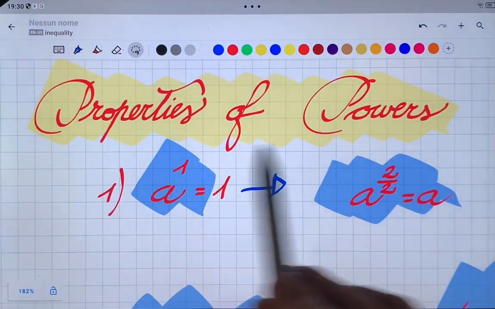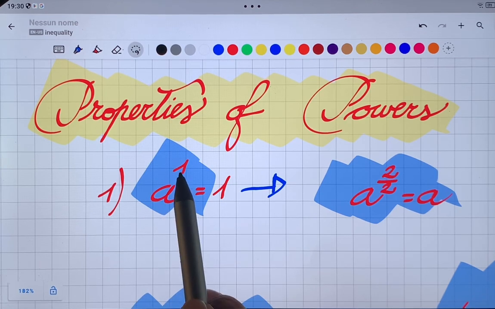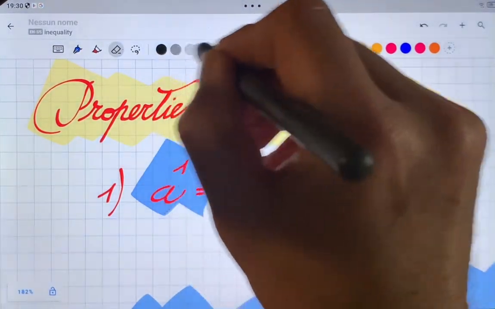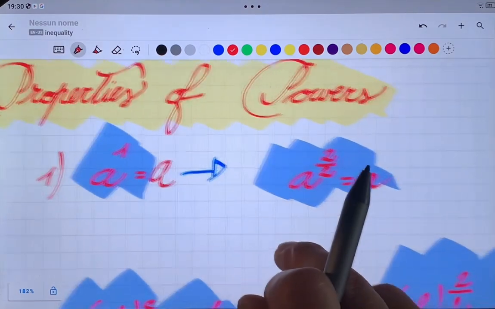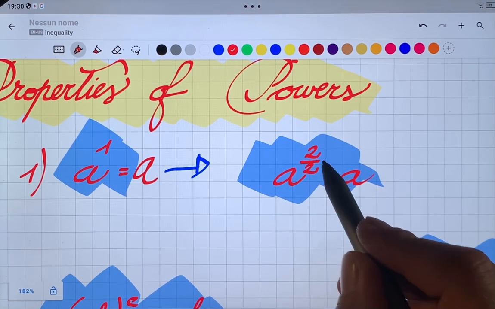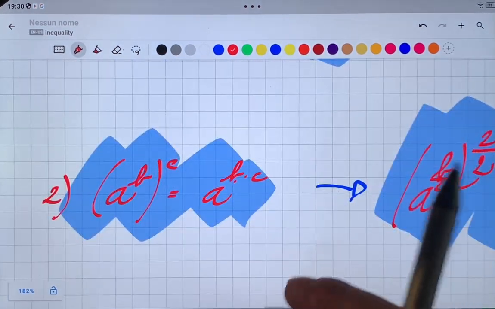The first property of powers we will apply is the following: a to the power of 1 is equal to a. That means a to the power of 2 over 2 is equal to a, because 2 over 2 is 1. And the second property is the following.